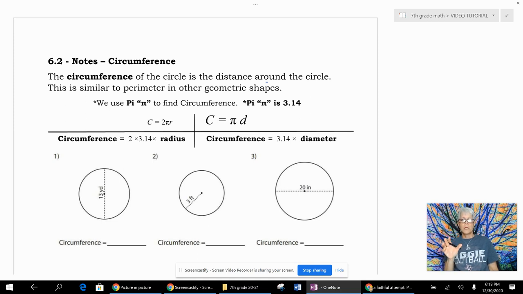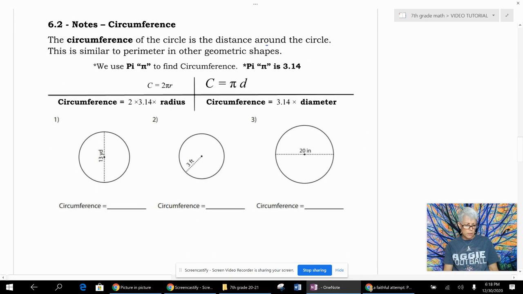So pretty much in a nutshell, just a little hint: if you have a circle and they give you the radius, you can use the radius formula. If they give you the diameter, you can use the diameter formula. That's just a little tip. You don't have to do it that way.